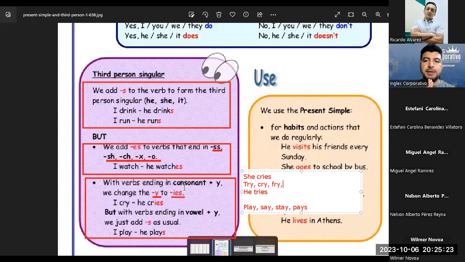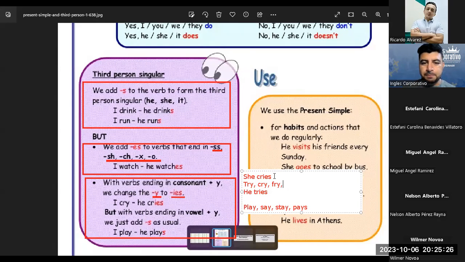Acá, si termina en Y, imagínate, el verbo acá es cry. Si le agregáramos así, cry, como que no tiene mucho sentido, se vería raro, ¿verdad? Entonces, a cry, se lo quitamos y le ponemos cries. Ahora, le vamos a agregar S a estos verbos solo si antes de la Y va una vocal. Y normalmente son estos verbos. O sea, son pocas las excepciones a la regla. ¿Okay? Entonces, en este caso, solo nos enfocamos en los verbos que terminen en Y. Si tiene una vocal antes, le ponemos una S. Y si no, terminamos con IES. Pero para esto vamos a tener un ejemplo. ¿Ok?